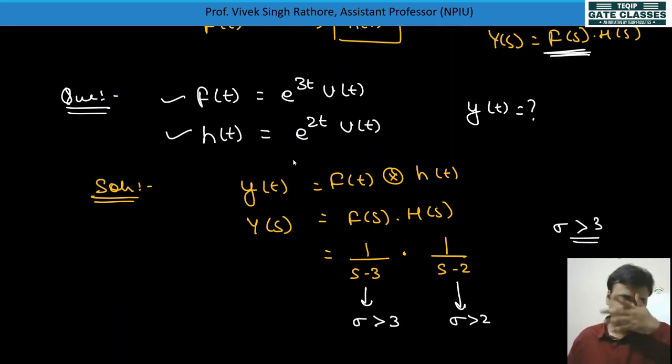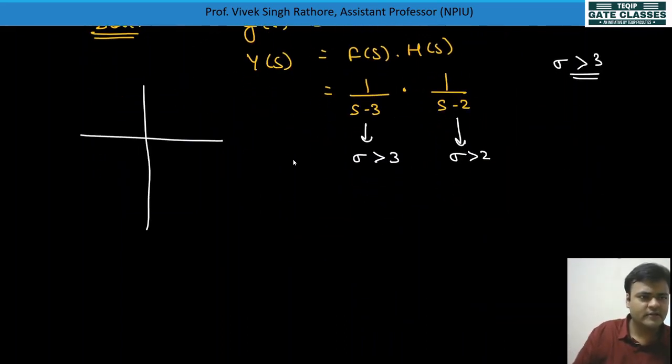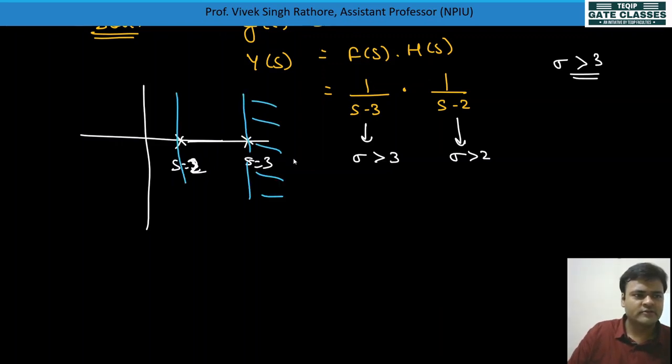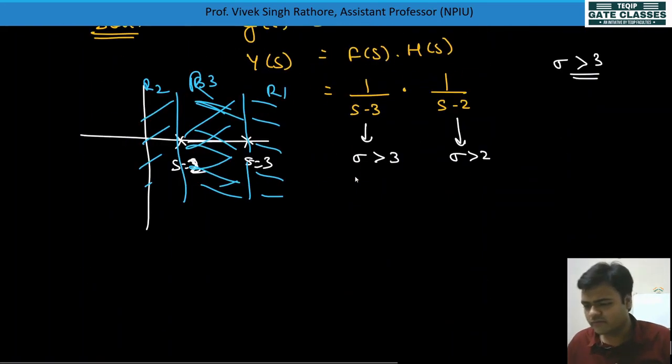So we can write here, one pole is at s equal to 3, and one pole is at s equal to 2. So the number of possible inverse Laplace ROCs that can be formed: one ROC, second ROC, and third in here. So R1, R2, R3. Three ROCs can be formed. It means three inverse Laplace transforms can be formed.